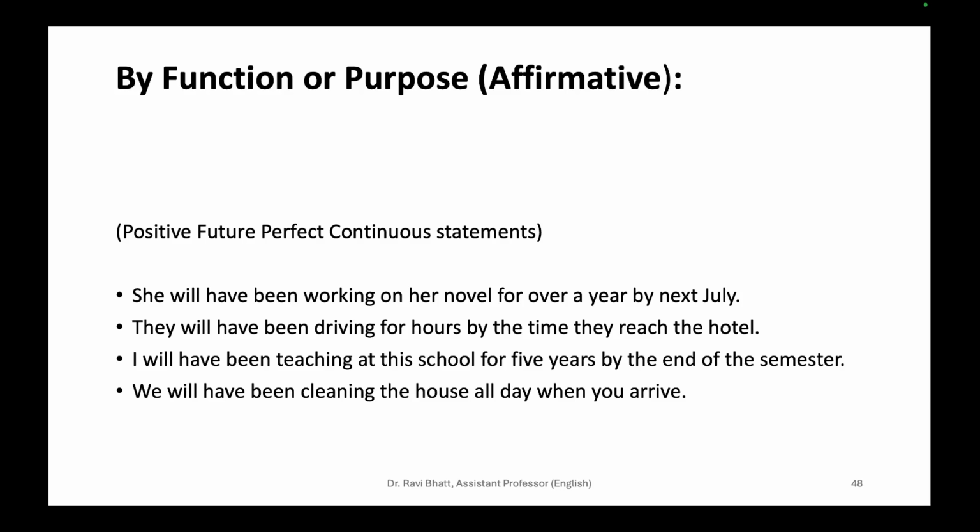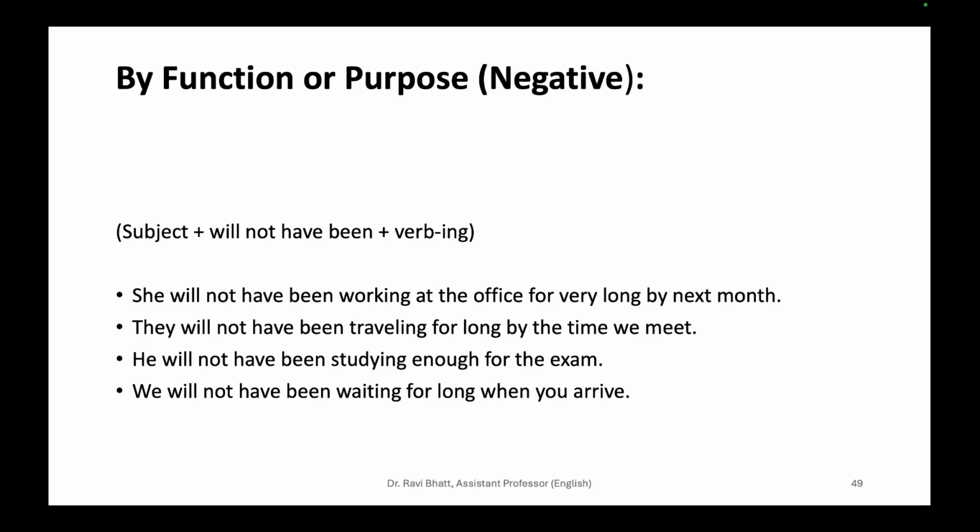Okay. And the last one, negative statements. So the structure is subject plus will not have been plus verb in ing form. Now, she will not have been working at the office for very long by next month. Or say, they will not have been traveling for long by the time we meet. Or he will not have been studying enough for the exam. And we will not have been waiting for you when you arrive. So they are certainly negating any proposition. That's why they're known as negative statements.